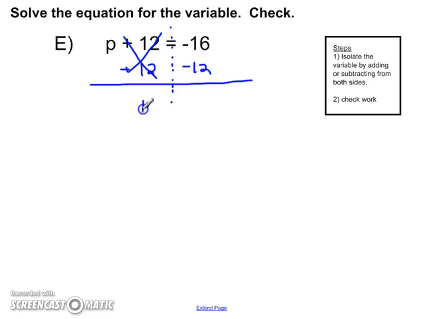The p, the variable, is still left over here, so I'll bring it down. Negative 16 and negative 12. Now, some people are going to try to go negative 4. It is not. Two negatives, add them together, make them into a larger negative, negative 28. So p equals negative 28.